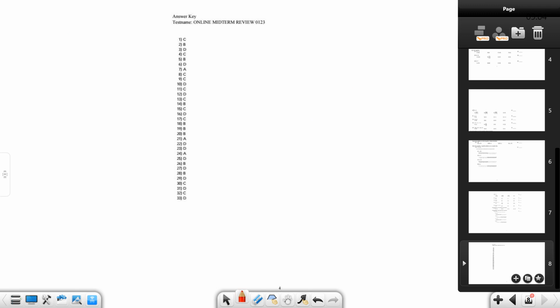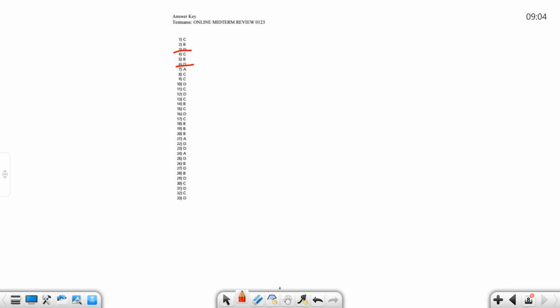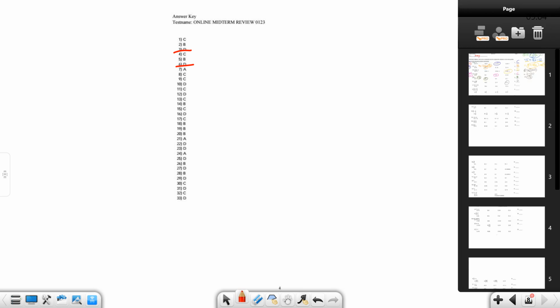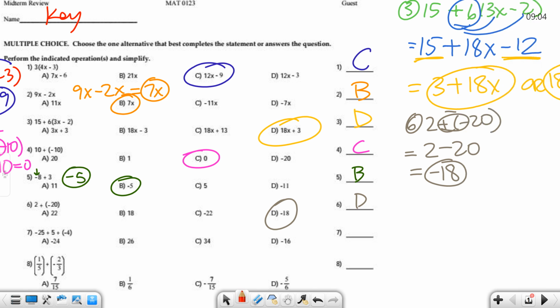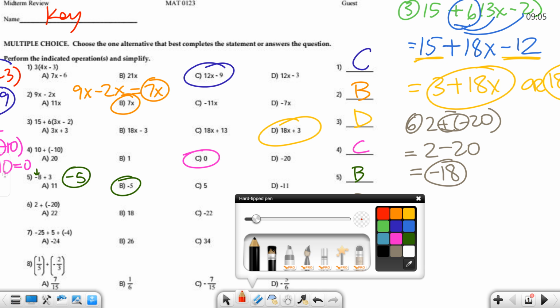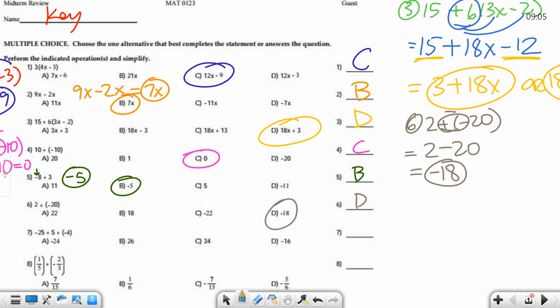We got C, B, D, and then the next three is going to be C, B, D again. Is that what we got over here on the first page? CBD, yes it is. Indeed, it is the same thing. So let's go ahead and work 7 and 8 and check those, and then we will move on to the next page.